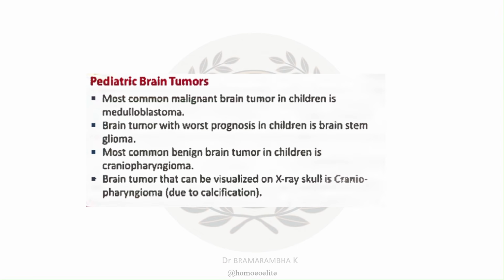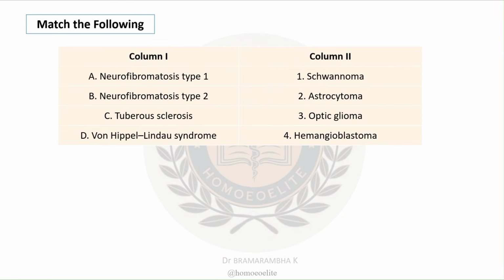Coming to the pediatric brain tumors. The most common malignant tumor in children is medulloblastoma. The brain tumor with the worst prognosis in children, in the brainstem, is glioma. The most common benign brain tumor in children is craniopharyngioma. Malignant is medulloblastoma, benign is craniopharyngioma in children. The brain tumor that can be visualized on X-ray skull is craniopharyngioma, due to the calcifications.